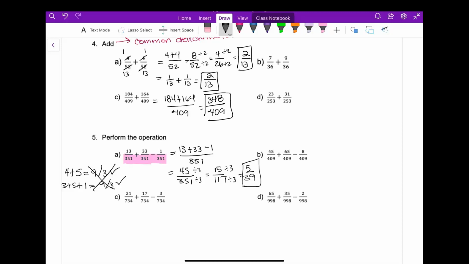Nothing wrong with using a calculator, but mental math is what I like. You try B, C, and D.